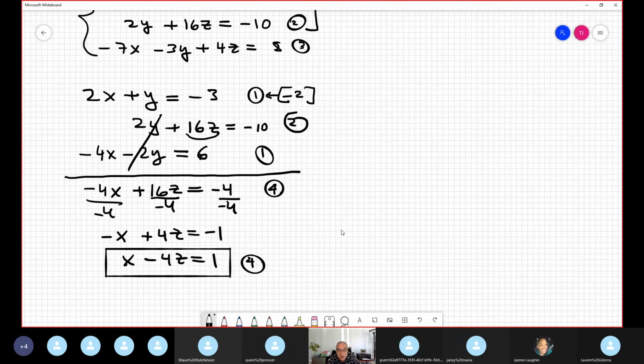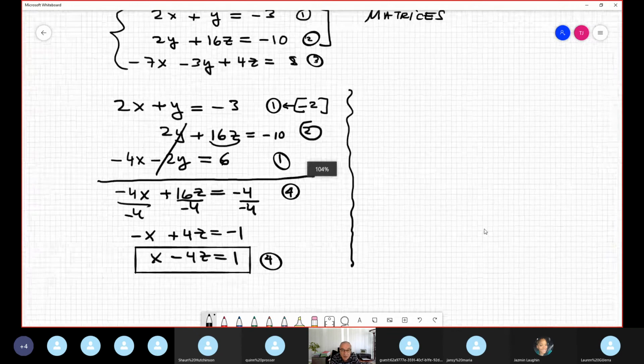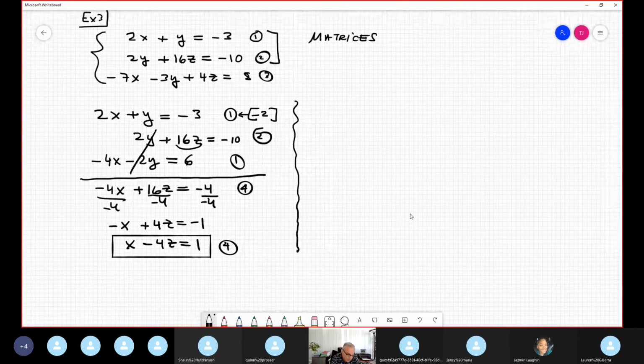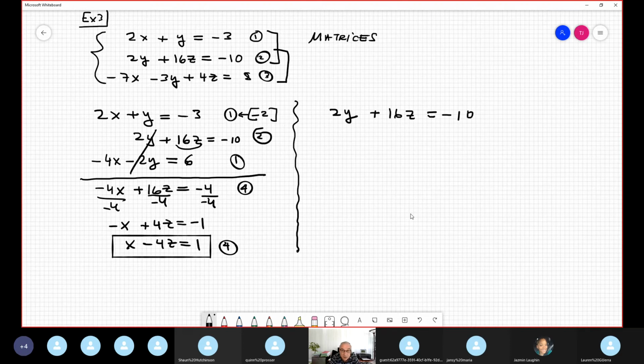Okay, now I go to the second part of the game. I pair maybe 2 and 3 or 3 and 1, but in my paper I do 2 and 3. I copy 2y plus 16z equals minus 10, which is equation 2. I copy again equation 3, which is minus 7x minus 3y plus 4z equals 8.